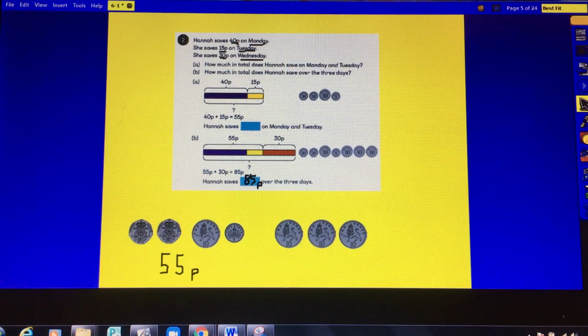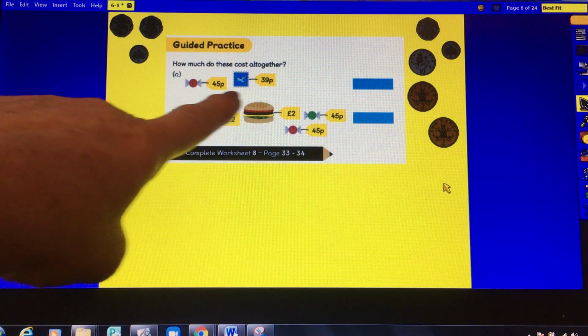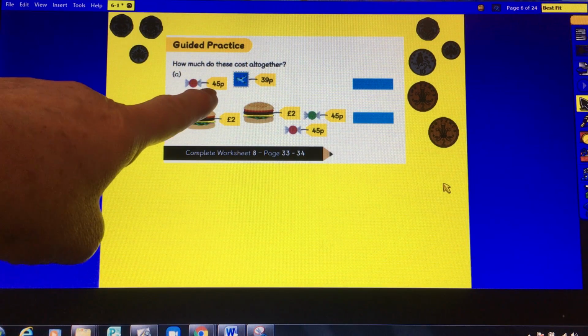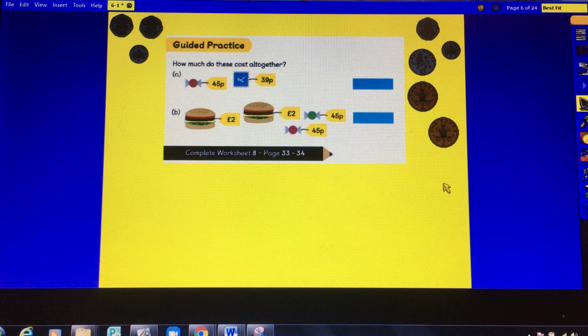Right, and now there's the guided practice for you to do in your exercise books. You've got just 2 questions. First one says, how much do these cost altogether? And you've got a sweetie, I think it is, that costs 45p and a stamp at 39 pence.